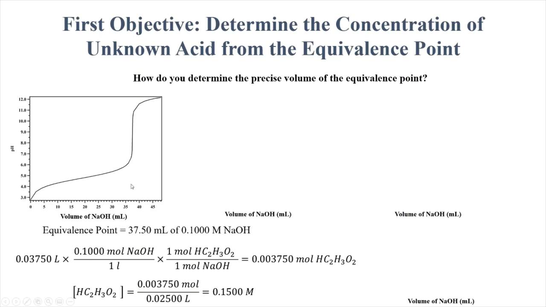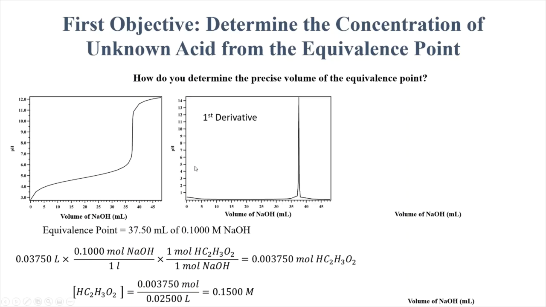Now, we can't really go in here and just say, well, the equivalence point looks like it's about here, that's about the middle of that rise. That doesn't work. That would be too much of an approximation. So the question becomes, how do we actually get an accurate measurement from this graph, where we're not just saying, well, it looks like this? What we're going to do is some calculus.